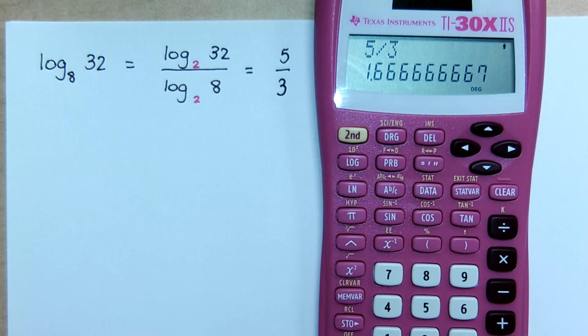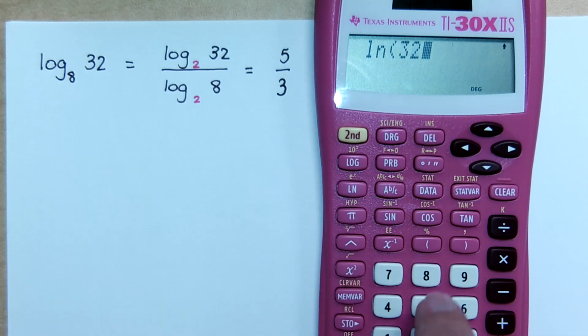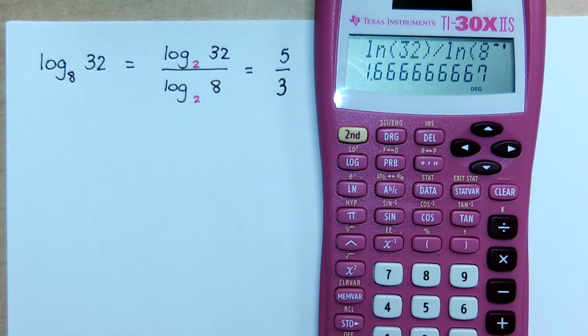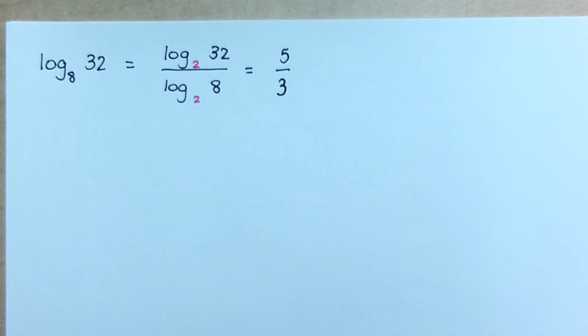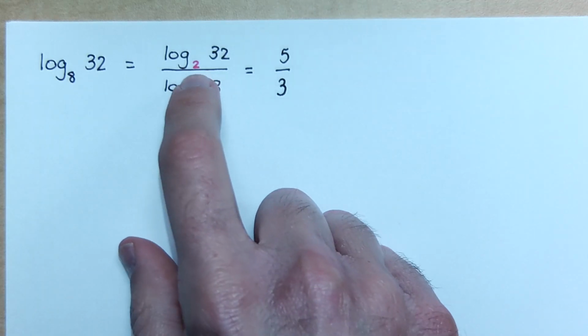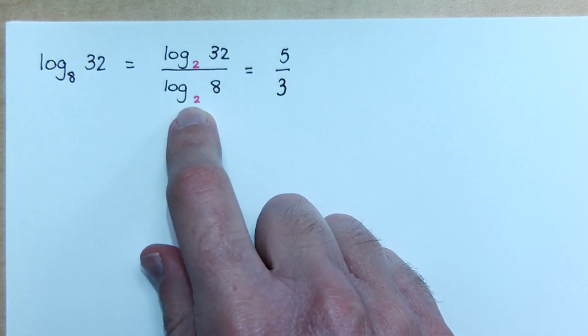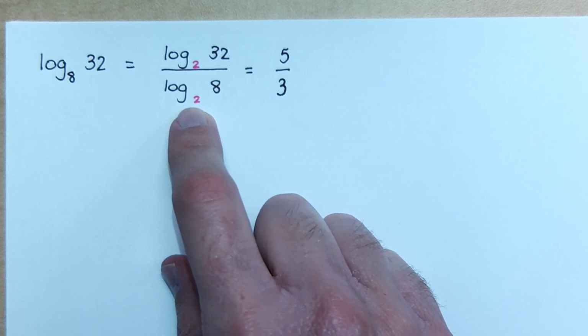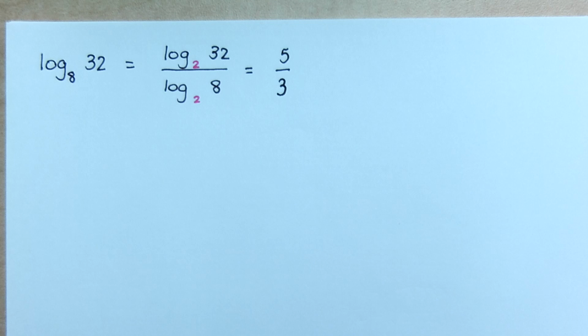So what was the difference if the calculator uses log base 10 and we were using log base 2? It's just all about how the ratios work. I could have done natural log. I could have done natural log of 32, close parentheses, divided by natural log of 8. Oh, okay, so it's just consistency across. Yeah, so as long as you choose the same base, you don't want to say log base 2 here and then log base 10 here. That's not going to work. It has to be the same base. Does that make sense? Yeah.